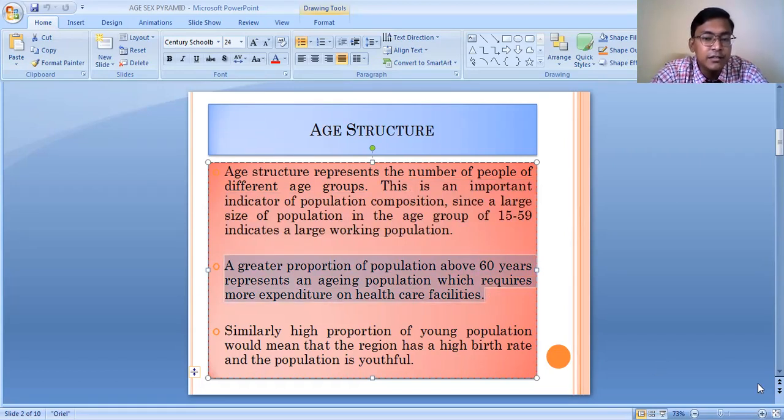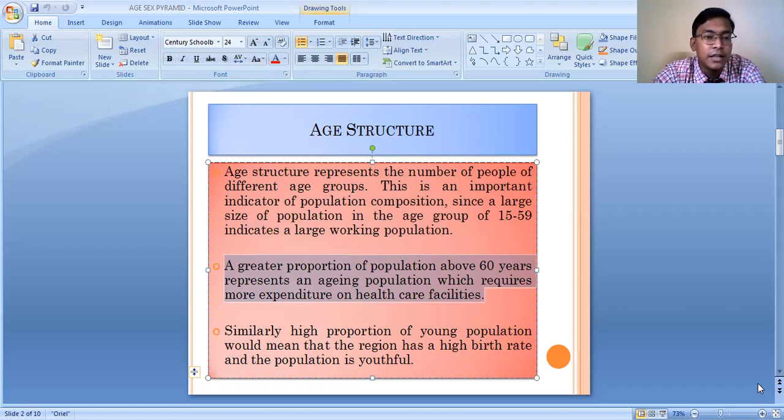If the percentage of population in the age group of 60 years and above is quite high, it means that the population of that country is aging. That means the percentage of old people is increasing in that country.